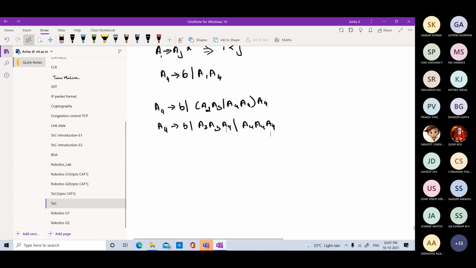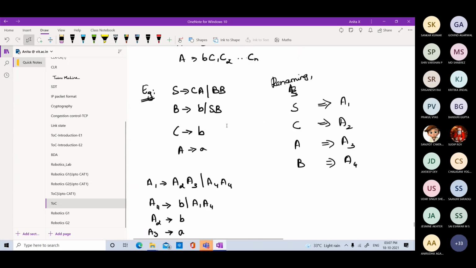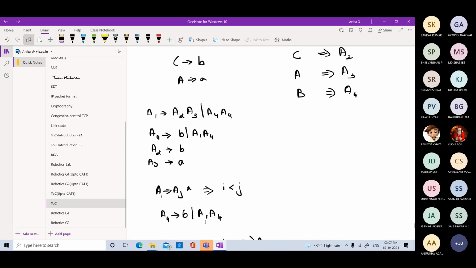Please see here what we did. First, we renamed all the non-terminals in the form of A1, A2, A3 like this, right? In the ascending order, we perform the renaming process. After renaming, this grammar is rewritten, right? And then after rewriting it, we check with this particular condition. That is, if I'm having a production like this with a non-terminal, then this condition should be satisfied.